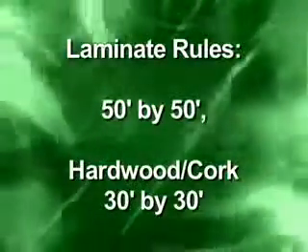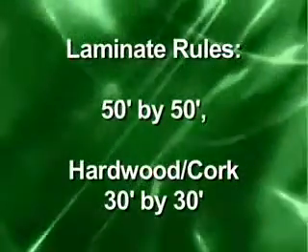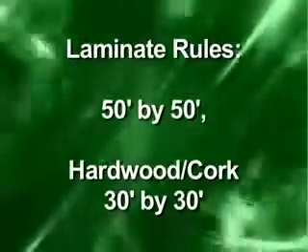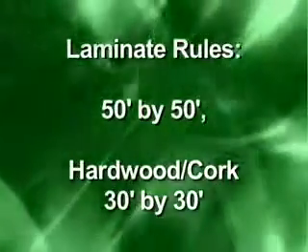When installing laminate, a transition molding is required every 50 by 50 feet. When installing hardwood or cork, a transition molding is required every 30 by 30 feet. Transition moldings must be used in doorways.